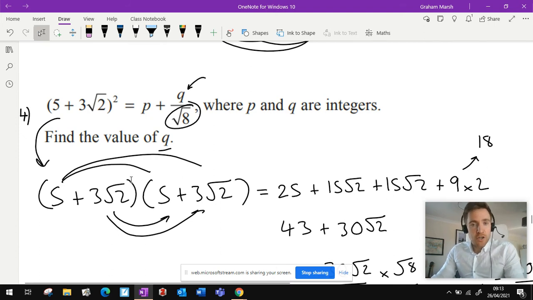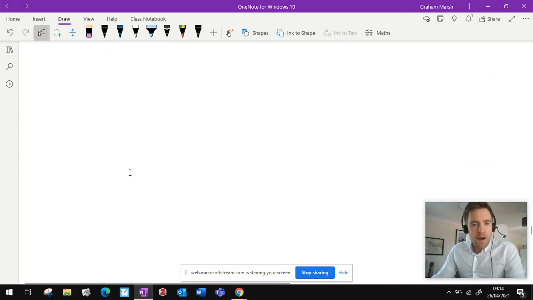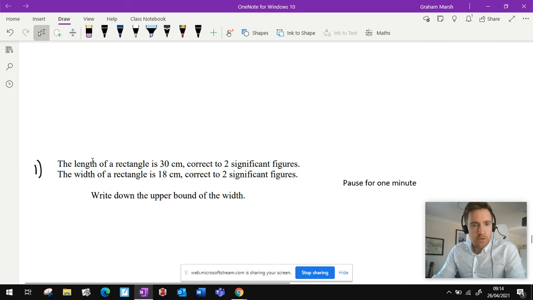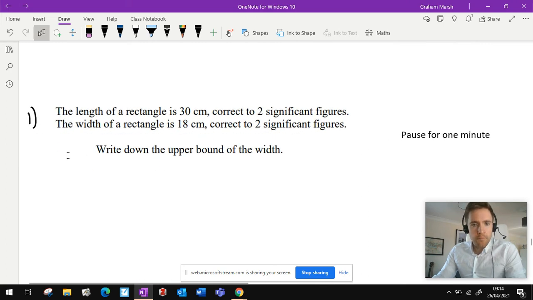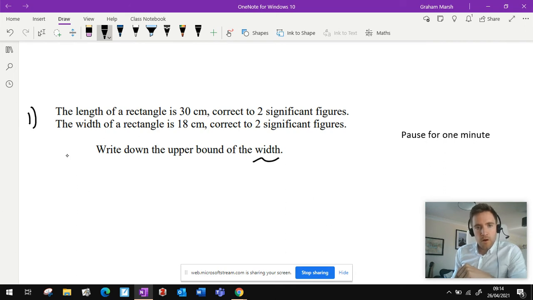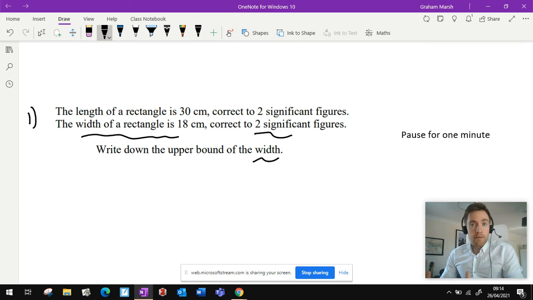Okay, so those are the surds questions. We'll look now at some bounds questions. So we're going to do this one in this video, and then the third video is going to complete the set of questions. So have a look at this one, writing the upper bound for the width of this rectangle. Just pause for 1 minute and then I'll show the answer.